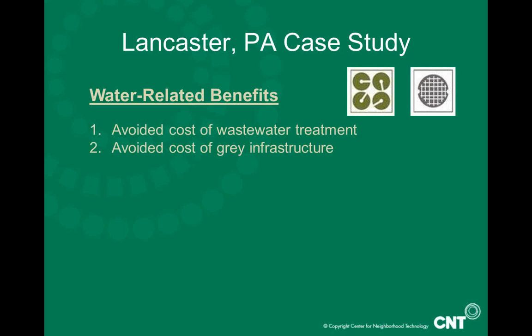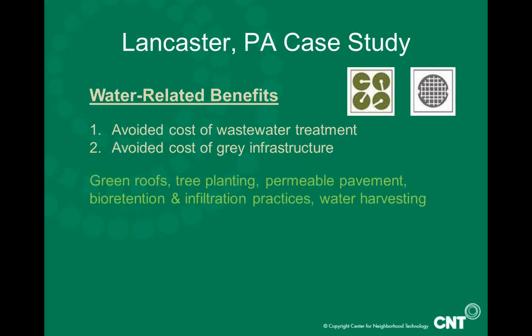And as you remember, we first identified the benefits, which in the water category, we have two benefits that we looked at: the avoided cost of wastewater treatment and the avoided cost of putting in gray infrastructure either at all or of a larger size. If we avoid a larger size, then we're going to save money as well. So we identified that, and then we identified the kinds of green infrastructure practices that would be used to achieve those reductions for those avoided costs.